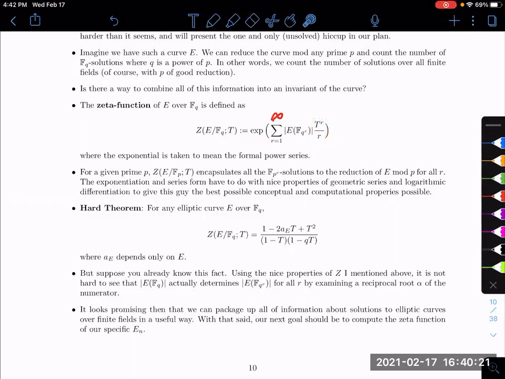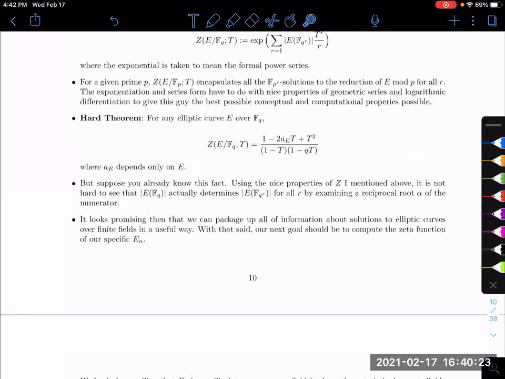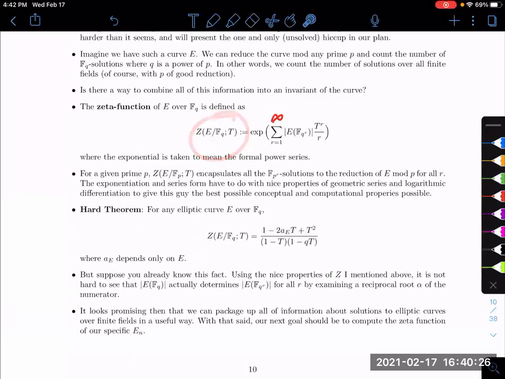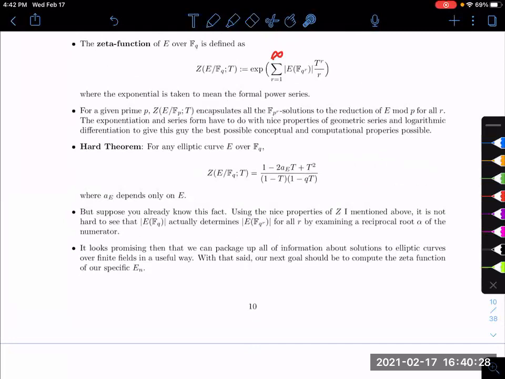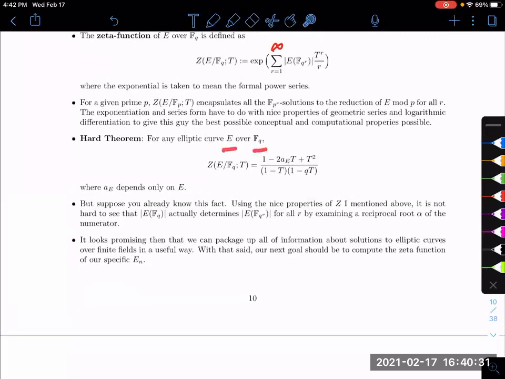So, theorem, very hard theorem. What do these zeta functions actually look like? For any elliptic curve over F_q, where q is just any power of any prime, the zeta function of E has the following form: (1 - 2a_E t + t^2) over (1 - t)(1 - qt), where a_E is a constant only depending on the elliptic curve and nothing else. And this q here is just the q that shows up in your finite field.